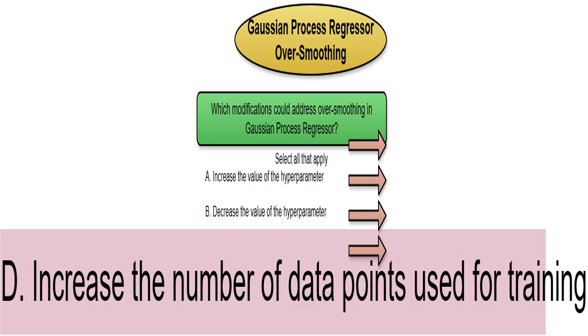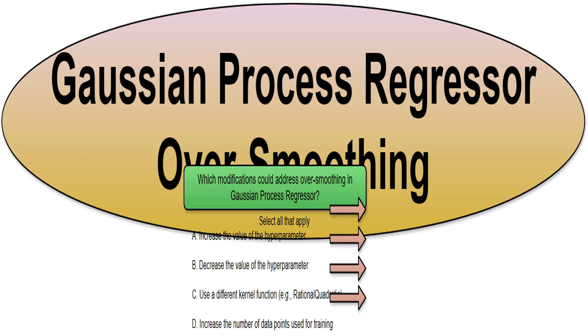The alpha hyperparameter controls how much noise we assume is in the data. A lower alpha tells the model, hey, I think the data is pretty clean, let's fit it very closely. This helps reduce oversmoothing. It's like using a thinner crayon to draw your map.